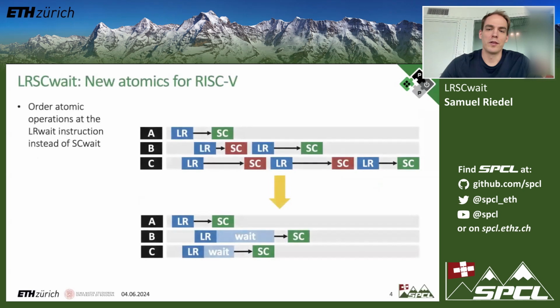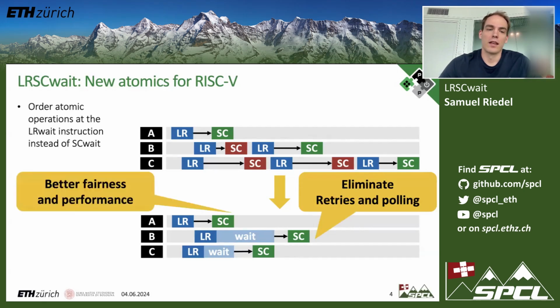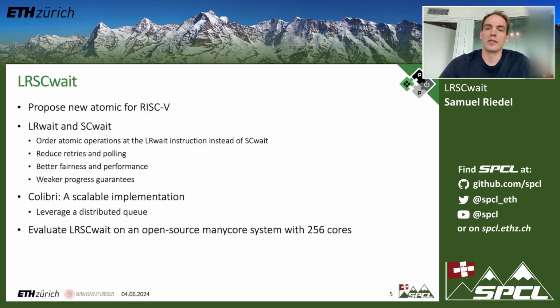And essentially what we would like to have is something like load reserved wait, as we call it. A new atomic where, instead of ordering all the atomic operations at the store conditional, so instead of checking there who won the race, we do it already at the load reserve. We let B and C wait until A's store conditional is done, and then we proceed with C and then with B in this case, so that we have much less polling and retrying. And as an additional benefit, we will get better fairness and performance.